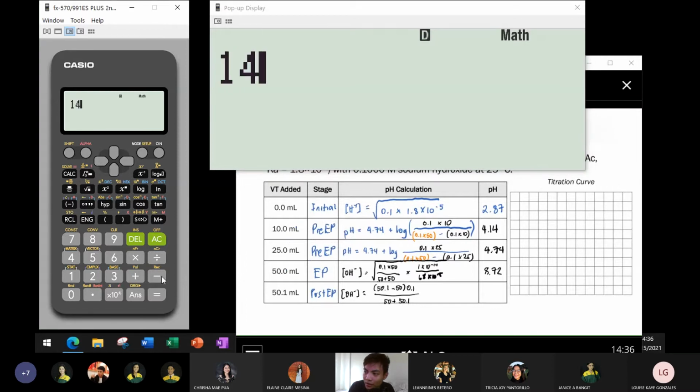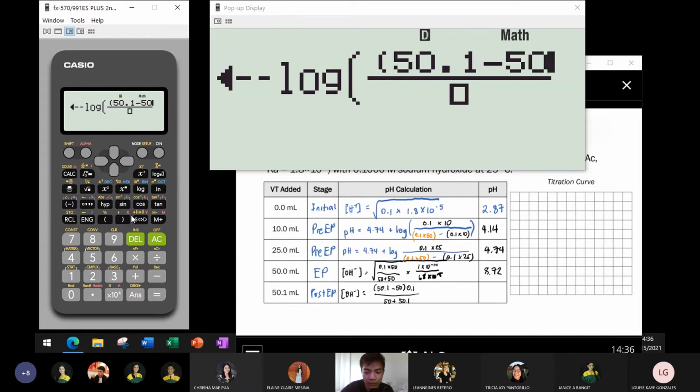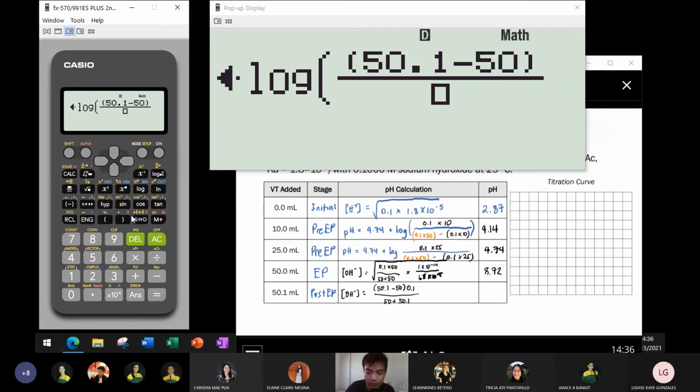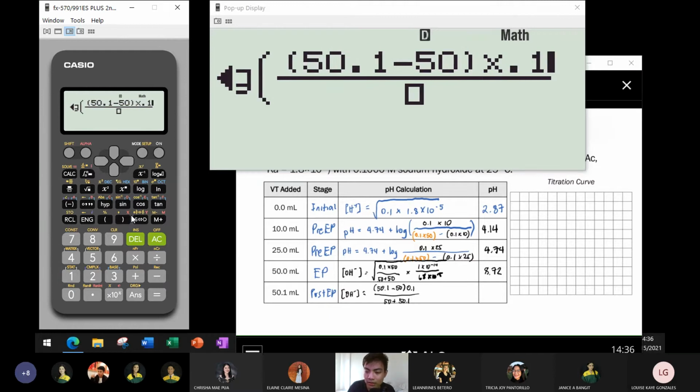Ano yun? 14 minus negative log. Bakit ako nag-14 minus something? Kasi pOH makukuha ko dito eh. Kung gusto ko pH, edi 14 minus the pOH na. Okay? Sana nakikita niyo yung mga ganung bagay. Mabilis ako matapos mag-solve. Okay, shortcut. Nakakatamad kasi eh.